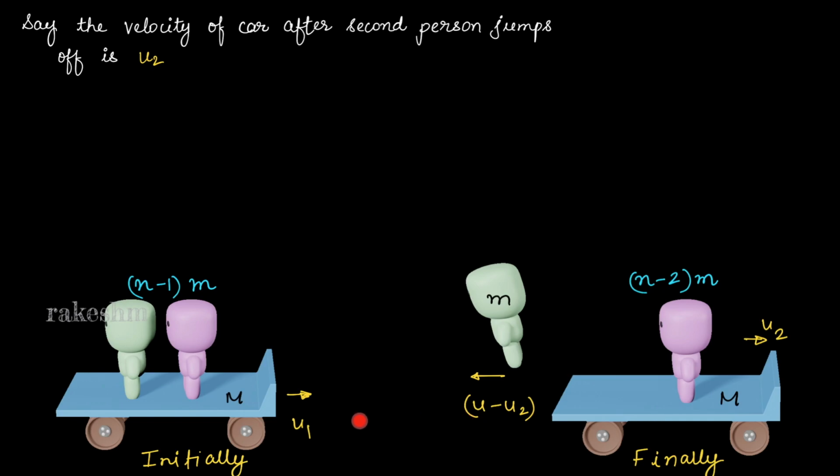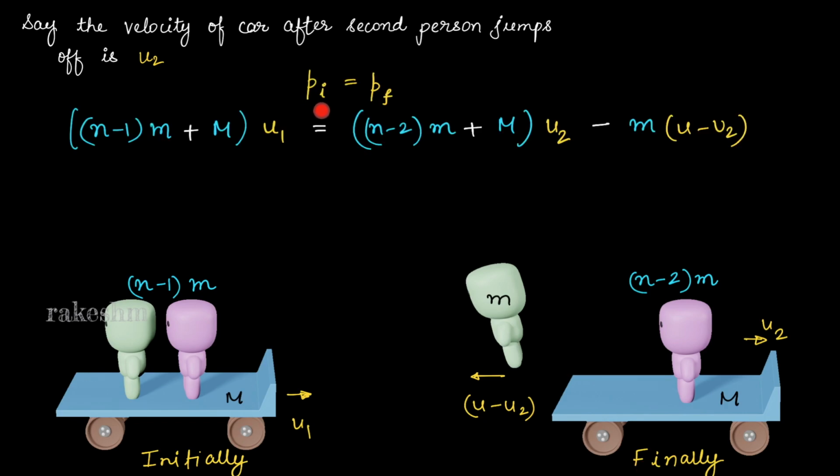As there are no forces acting on the system, we can conserve the momentum initially and finally. So we can write initial momentum equals final momentum. Initially the momentum is this total mass times u1, which I have written here. And finally the momentum is this total mass here times u2 minus this mass times its speed here. So we get this equation in the RHS.